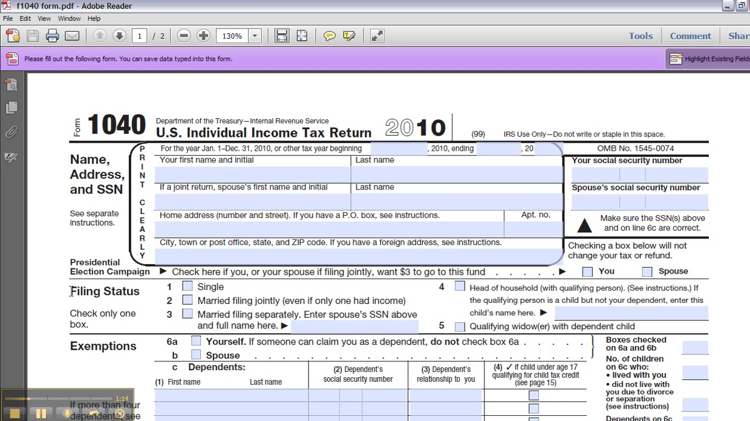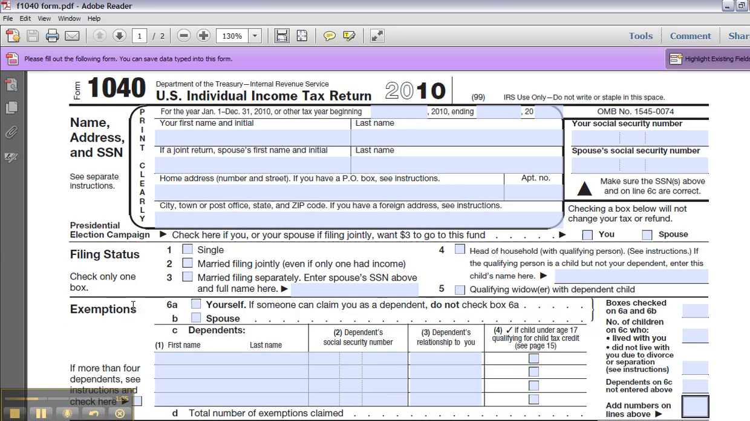The next section is your filing status. There are 5 filing statuses, and you would check 1, either single, married filing jointly, married filing separately, head of household, or qualifying widower. Your next section is your exemptions section.